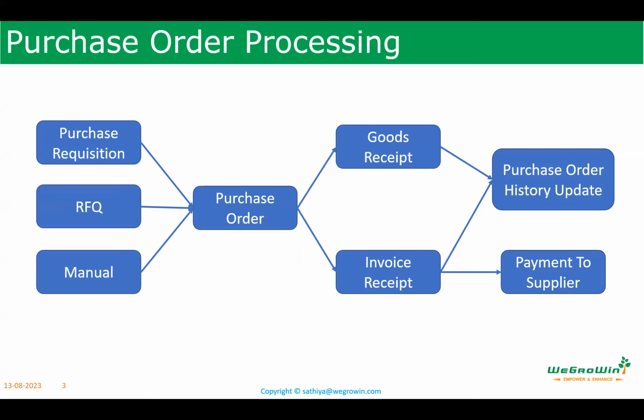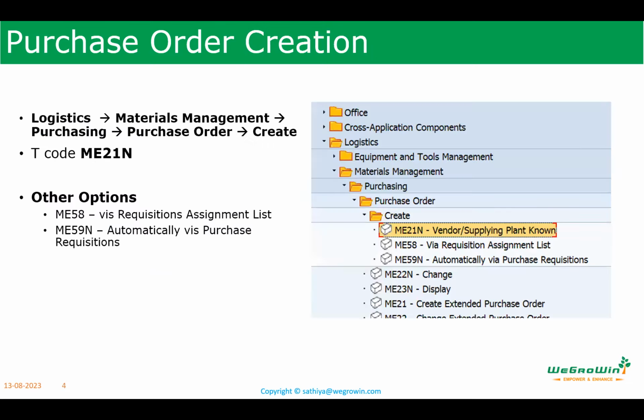So purchase order processing starts from purchase requisition, then manually created purchase orders. After creating purchase orders, we do the goods receipt. Once the goods receipt is done, we receive the invoice also. Based on these things, the purchase order is getting updated, and payment is done to the supplier. This is the general process.